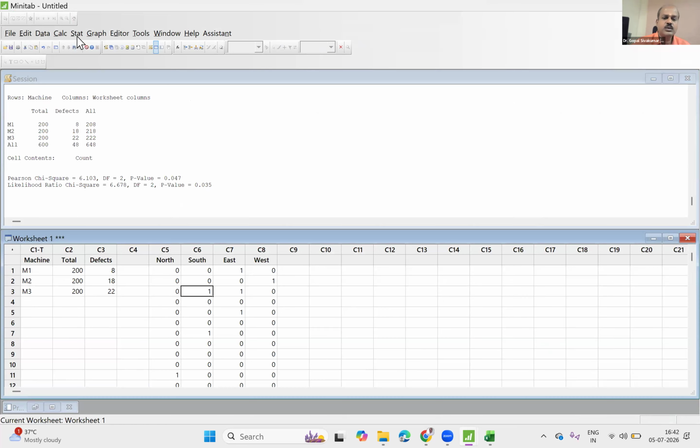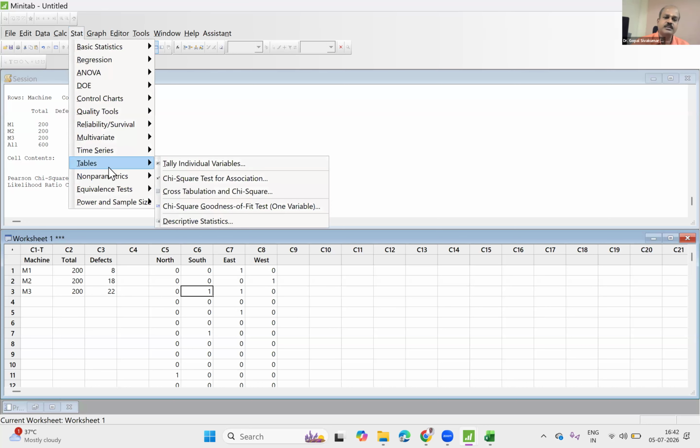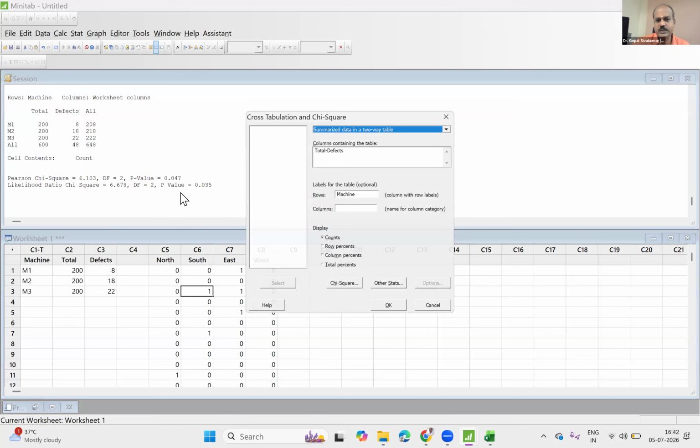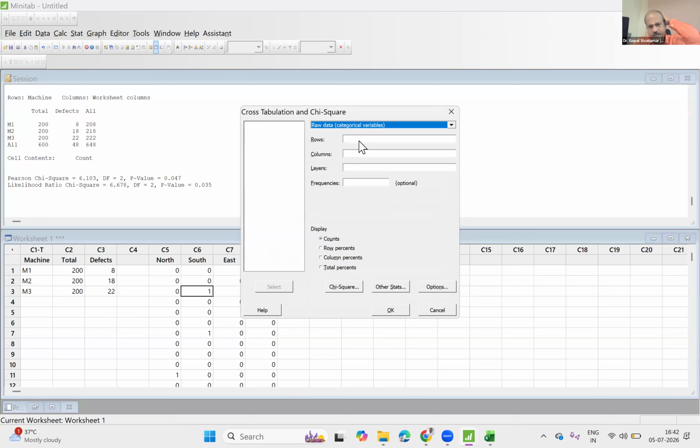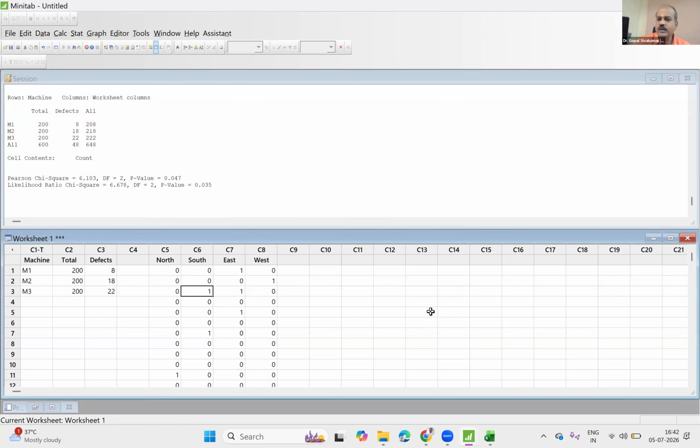So now to do a chi-square test, what we are trying to do is see whether the number of defects is associated with the region of the office. Stat, table, cross tabulation and chi-square. Okay. And then see here, you can give a summary table, sorry, two-way table, or you can give raw data. In our case, it is raw data. And in order to use this, we have to do a small bit of preparation. What we need to prepare is convert this 4 column into just 2 column.